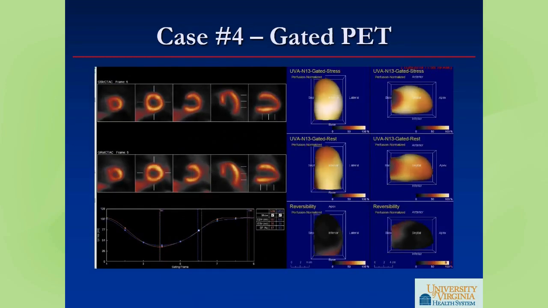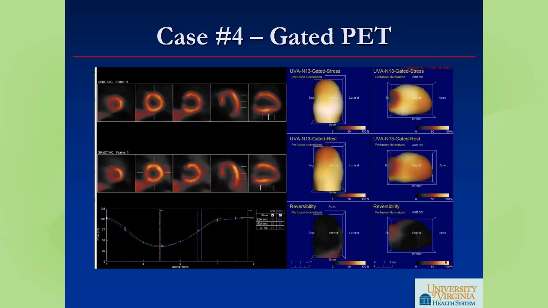So gated PET was performed, and you can see that the function is good, and there are no focal abnormalities to suggest a perfusion defect. So this really gets to an issue, which is we've now got a relatively normal looking PET study, but we have this abnormal ECG.